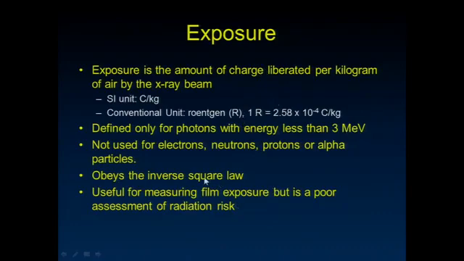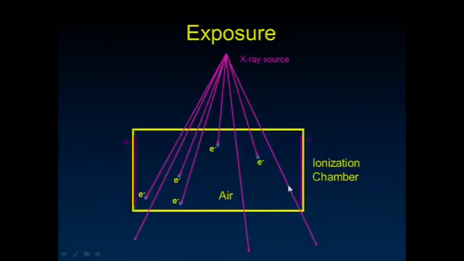And of course, exposure measurements, they obey the inverse square law, right? If I measure what the exposure is 1 foot from the source of gamma rays or 1 foot from the X-ray tube, and I move 2 feet away, the amount of exposure that I'm going to measure is going to have decreased by 4, right? When I double the distance, I'm going to decrease my exposure by the square of that. And it's useful for measuring film exposure on an X-ray plate, but really it's a poor assessment of radiation risk.